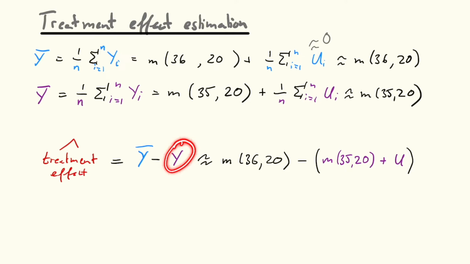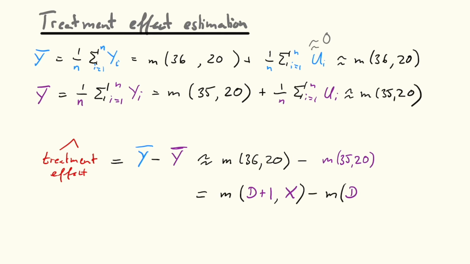Now we can replace the single classroom by this average. We'll get rid of this u. Now we have this difference of m functions. And just to be clear, the first m function is evaluated at purple d plus 1 and confounder level equal to what we see in the purple classroom. And then the second m function is at d, comma, x. This is exactly the expression that we figured out for the treatment effect.